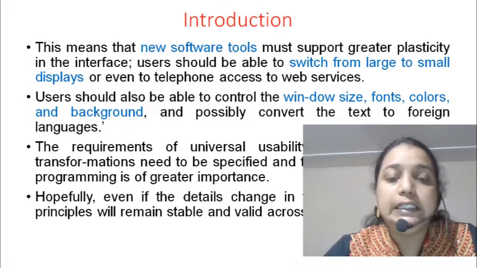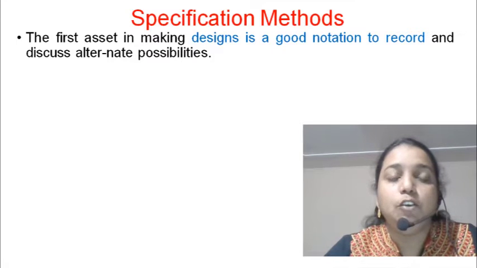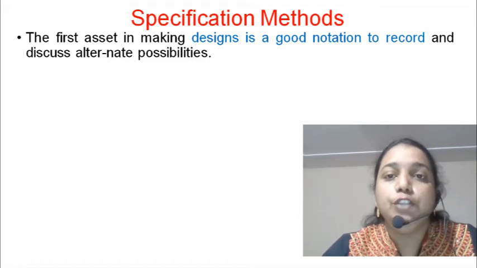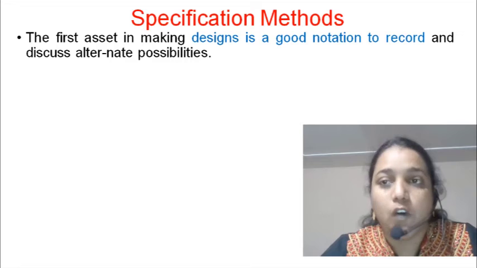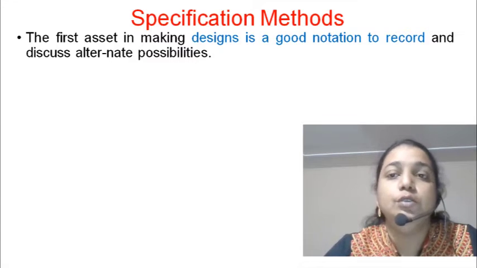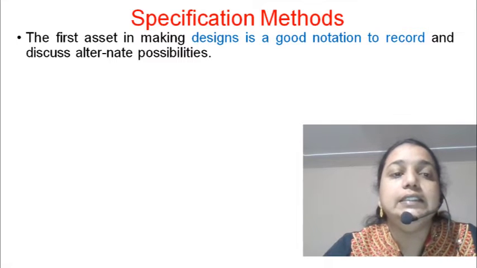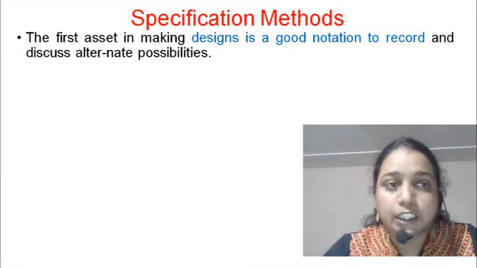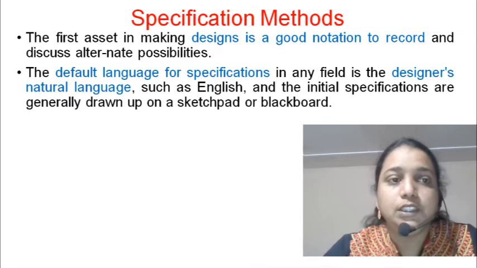Hopefully, even if the details change in the software tools, the principles will remain stable and valid across all the platforms. Specification methods. The first asset of making a design is a good notation to record it. Whatever you are designing, you must record it. A good notation lets you record and discuss alternate possibilities. Whenever you record your design, you can think about different possibilities of making it. That is the first specification.